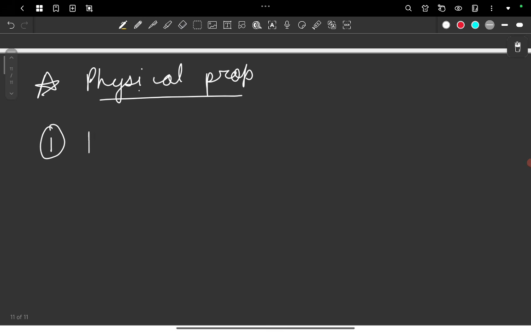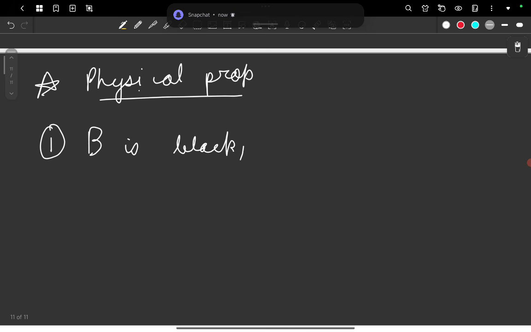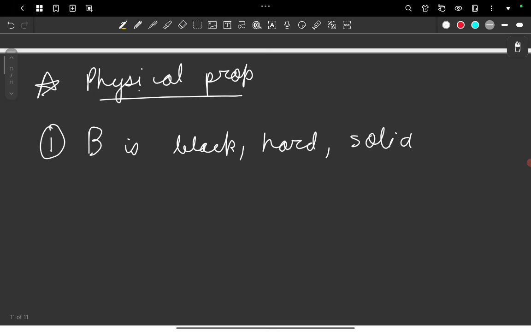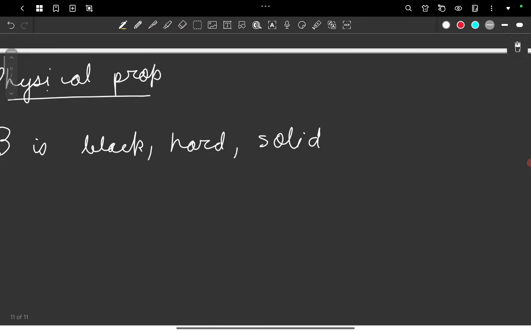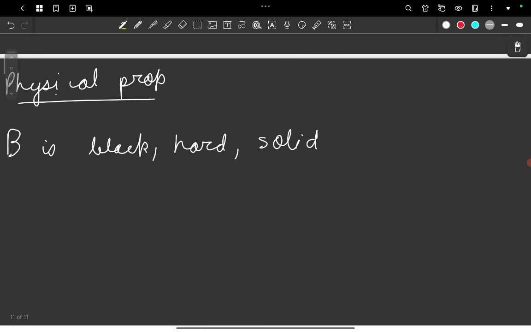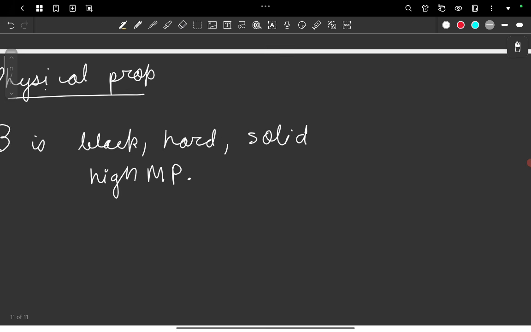1. Boron is black, hard, solid, and it has high melting point because of a strong lattice.